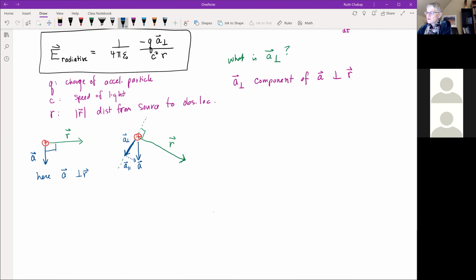And so it's this component of A perpendicular to R, or we could draw it a little bit differently if we wanted to. We could draw, here's R, here's A. We can draw our perpendicular line here, and so this would give us A perpendicular.